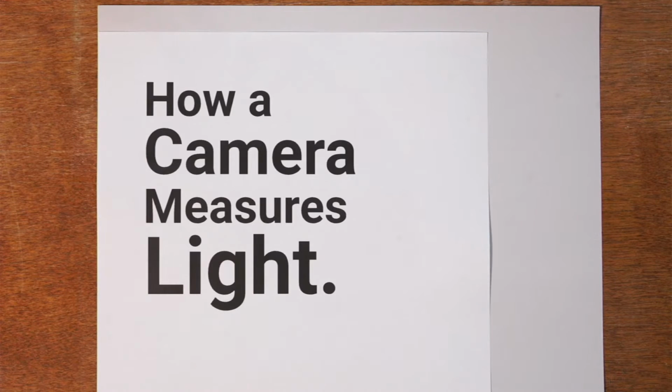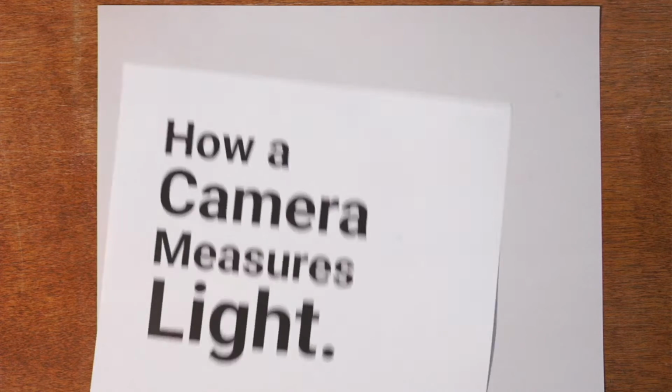Today we're going to talk about how a camera measures light and why some of the numbers on cameras don't really seem to make any sense. We'll talk a little bit about why the numbers are the way they are and why each component measures things differently, and how in the end it all comes out to be about the same and it all comes out to be a very useful system.